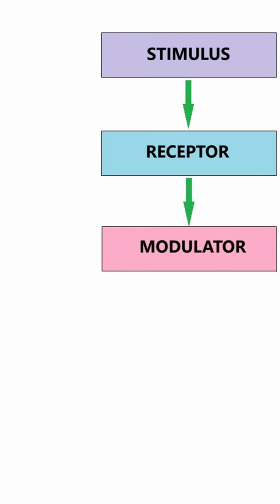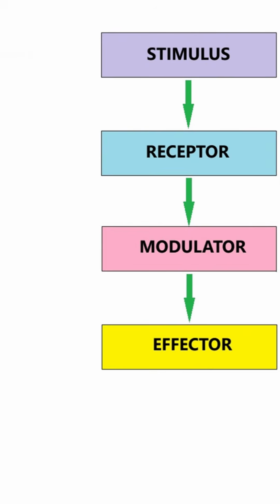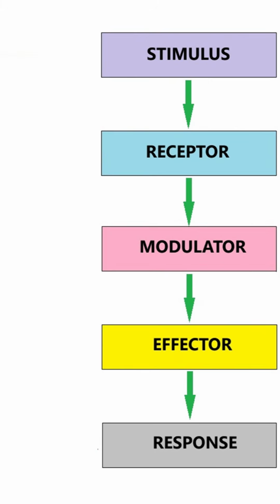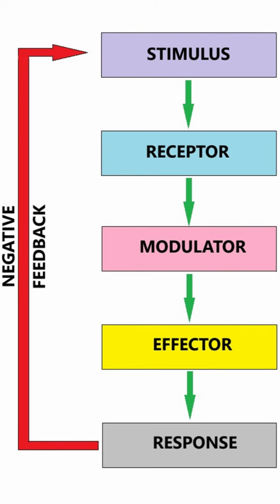The modulator is the place in the body that will decide upon the appropriate response to the stimulus. The modulator will then send out a message which is either hormonal or neural to the effector. The effector is the part of the body that brings about the response. So the effector for sweat would be the sweat gland. Then we've got the response, which is the desired action. If the response opposes the original stimulus, we call this negative feedback. And this is the mechanism by which homeostasis is maintained inside the body.